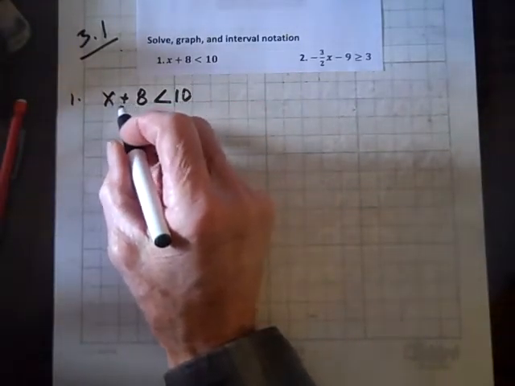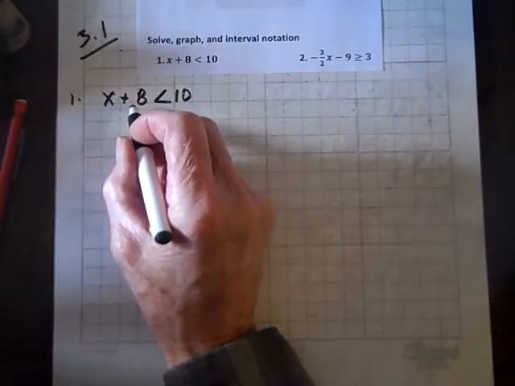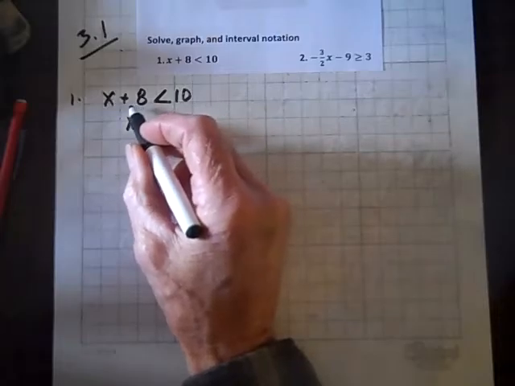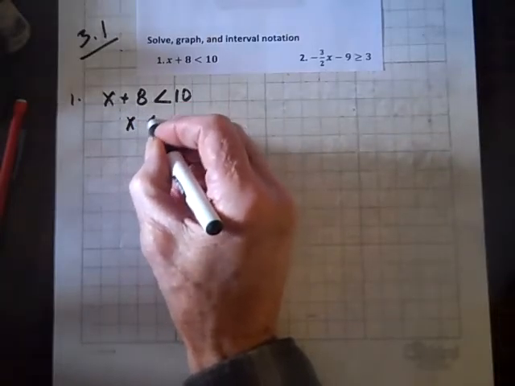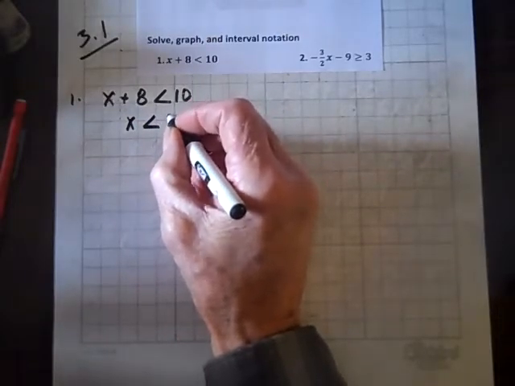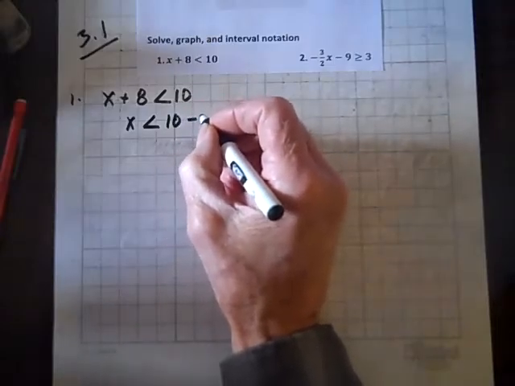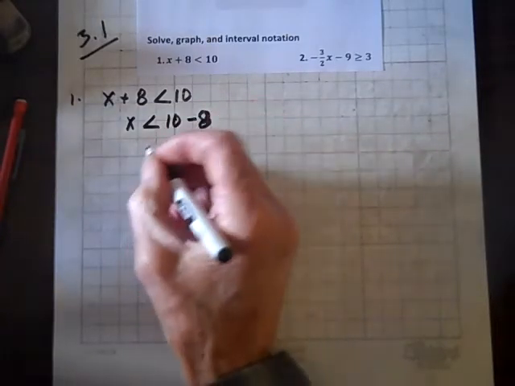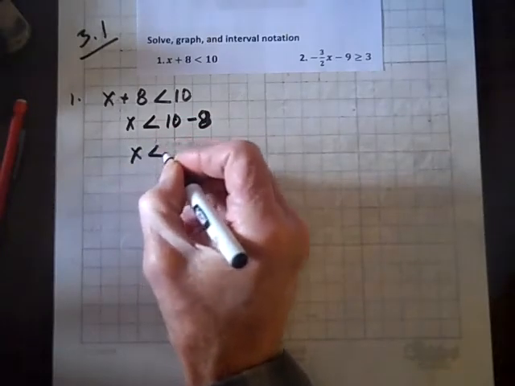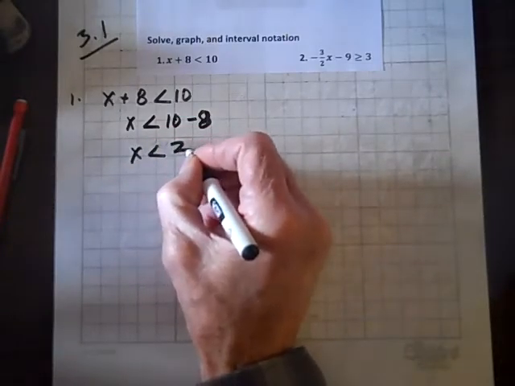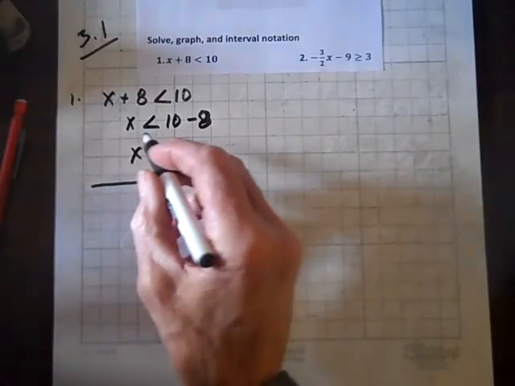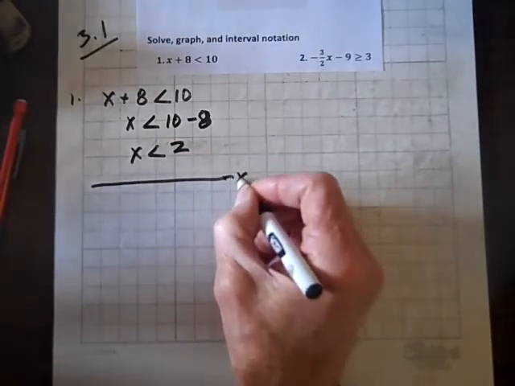So now all we have to do to isolate x is subtract 8 from both sides. So if we subtract 8 from this side, we're just left with x. And subtracting 8 from this side, we get x is less than 2. So we've solved it. Now we're going to graph it.